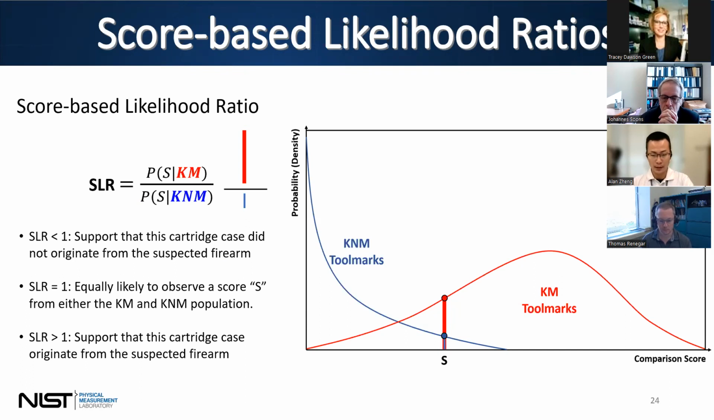And all you're looking at is, given the background population has similar types of class characteristics as your evidence exhibits, what is the probability of observing that particular score given that it came from known matching comparisons, divided by the probability of observing that score S given that it came from non-matching comparisons. And this ratio is what we call the score-based likelihood ratio. It goes on a scale from 0 to infinity, and the higher it is, the more support you have that that particular cartridge case or bullet came from the suspect's firearm.